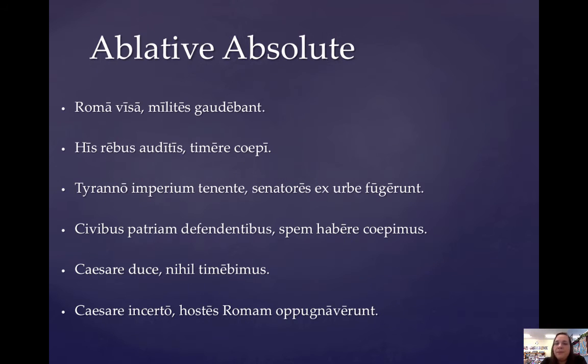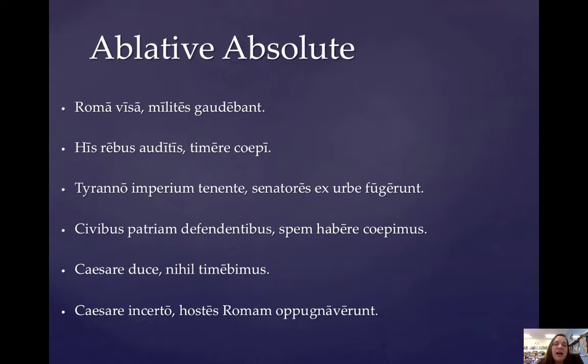Okay, I have a couple of examples here, and I think you should push pause, write these out, attempt a translation, and then I will give you the translation, which you should also write in your notes. Number one, Roma visa milites gaudebant. You don't know what gaudebant means. It means they were rejoicing, okay?